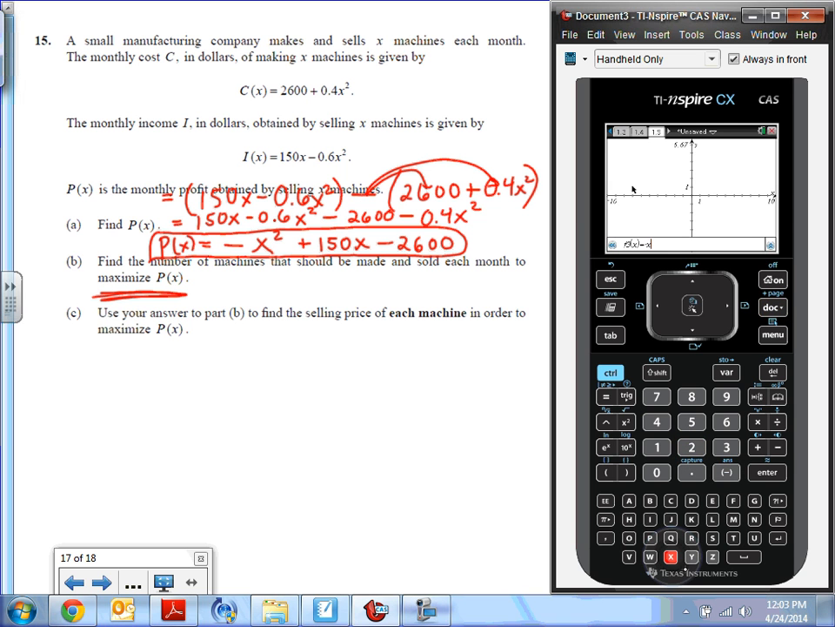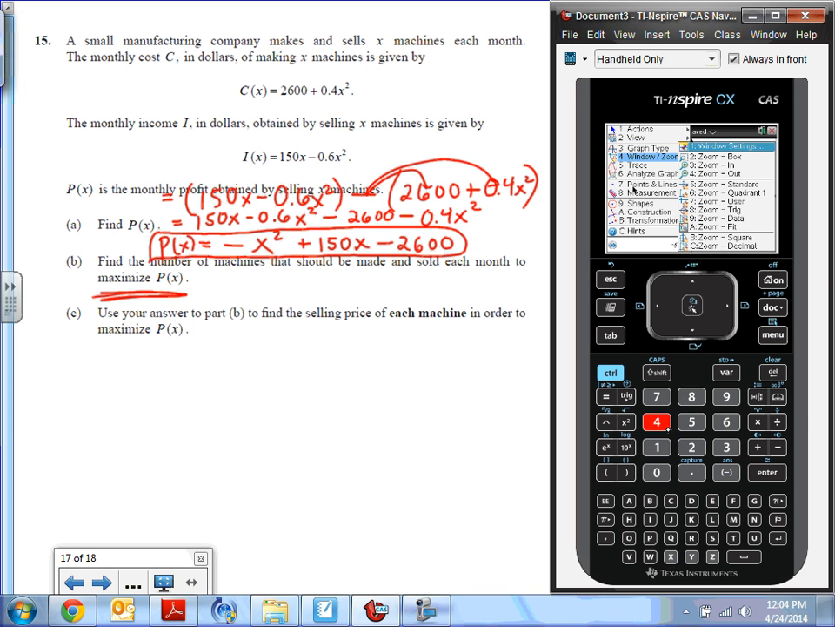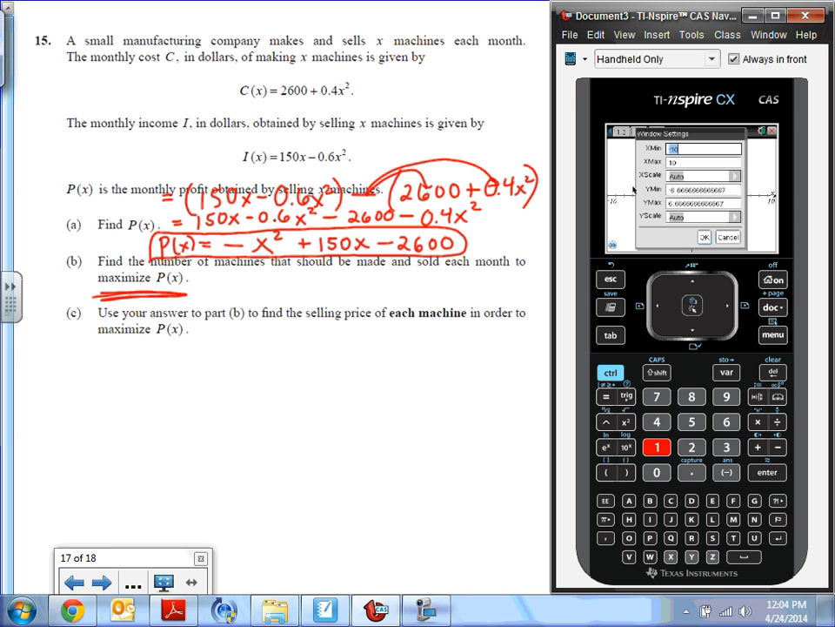Negative x squared plus 150x minus 2600. It's off the graph because when I hit enter I don't see anything. I'm going to change my window. Let's make our y minimums much bigger so we can start getting a glimpse of this thing. All right, I see part of it now.